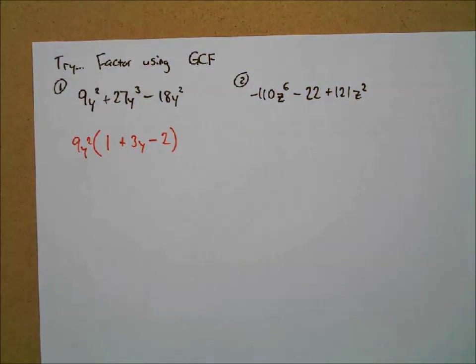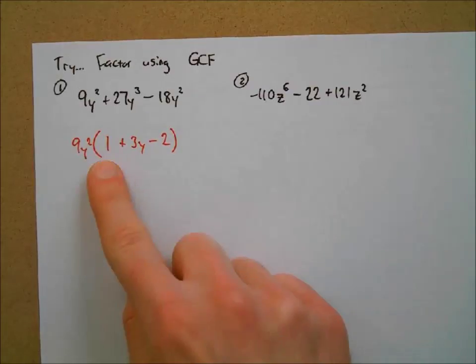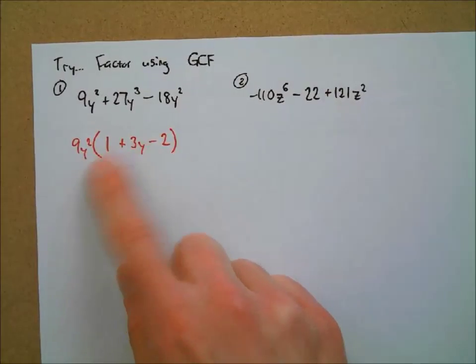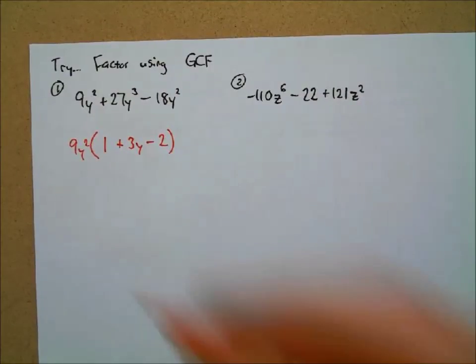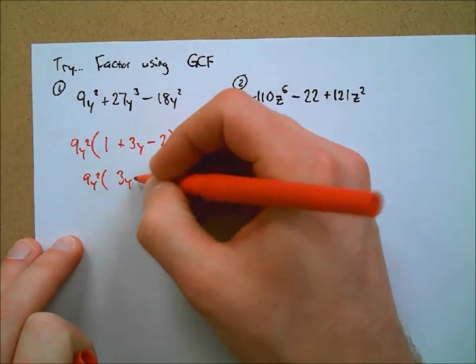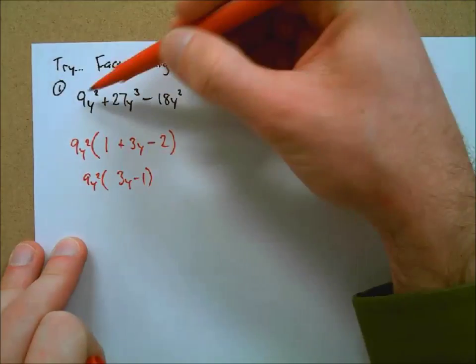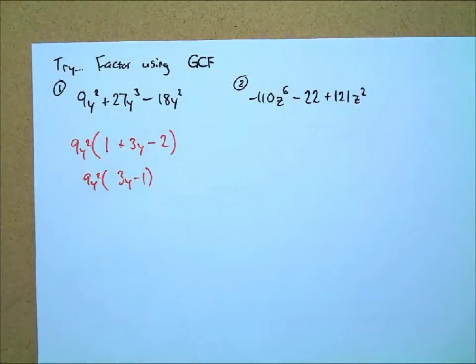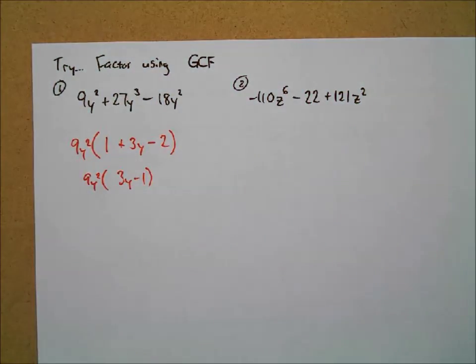Can we do anything further from here? Emmanuel? The 1 minus the 2, is that what you're saying? Yeah, so 1 and minus 2, they're both numbers. So if we wanted to, we could combine those together to get it even more simplified and say it's going to be just 3y minus 1. You also could have subtracted the 9y squared and the 18y squared first, and then factored. Okay, but there it is, simplified, or as simple as it gets.